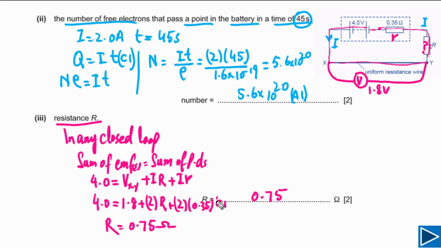The first mark you will get if you have written this one, so this mark will be C1. And the second mark you will get if you have got the right answer. Simply speaking, if you got the right answer, you will get 2 marks for this question.